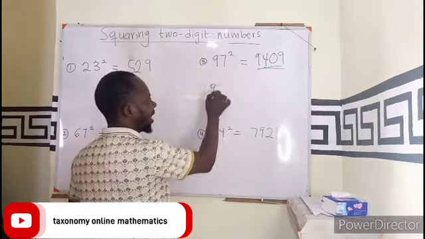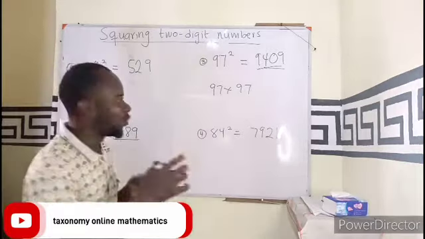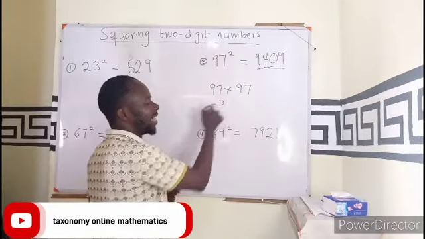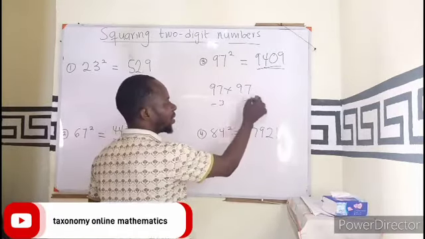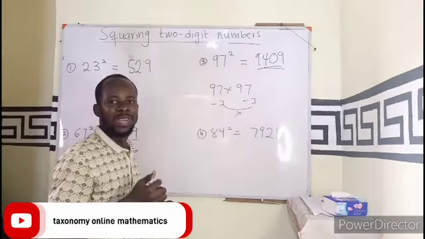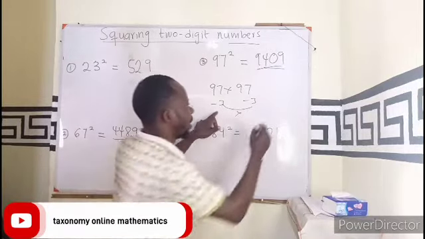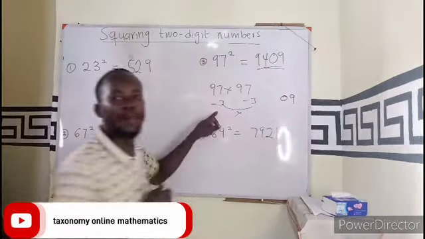Alright. Now there is another trick when the number is closer to 100. So this is taken as 97 times what? 97. The difference between this and 100 is just 3. Between these what? Just 3. Find the product of the 2. What do you get? 9. But in this case, we are looking for 2 digits. So I'll have 0, 9.